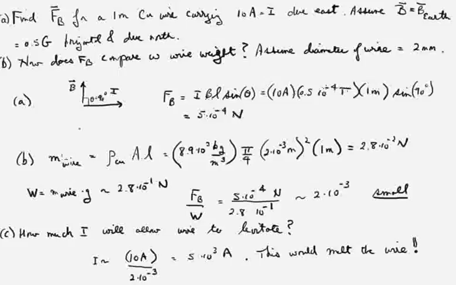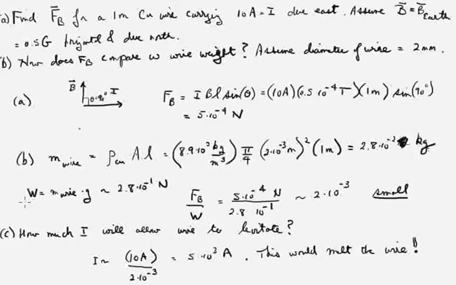For part B, the first thing to do is to figure out what the mass of the wire is. And the mass of the wire is going to be the volume of the wire times the density of copper. Density of copper is a little bit less than 9,000 kilograms per cubic meter. The volume is the area, which is pi over 4 d squared, where d is 2 millimeters, 2 times 10 to the minus 3 meters, squared, times 1 meter. And that works out to 2.98 times 10 to the minus 2 kilograms.